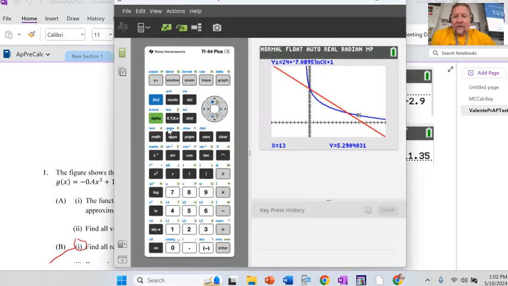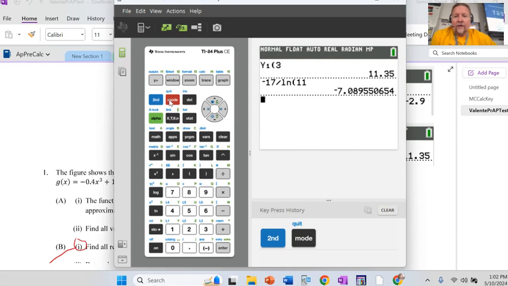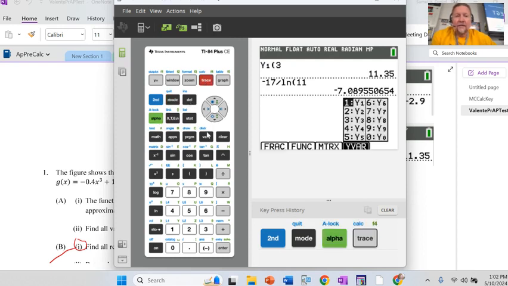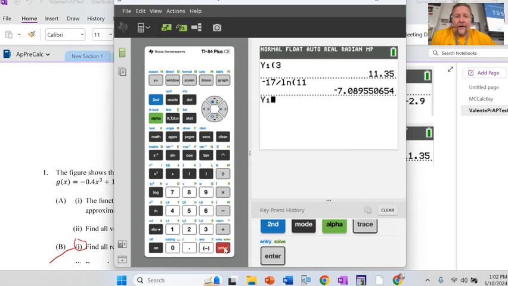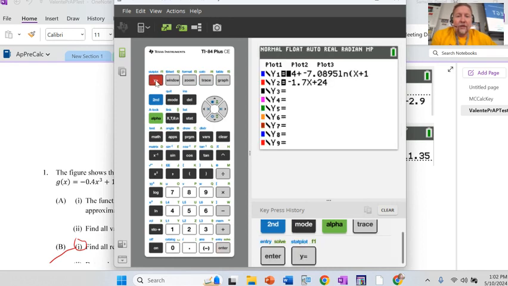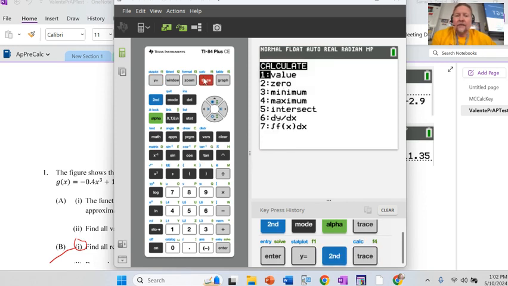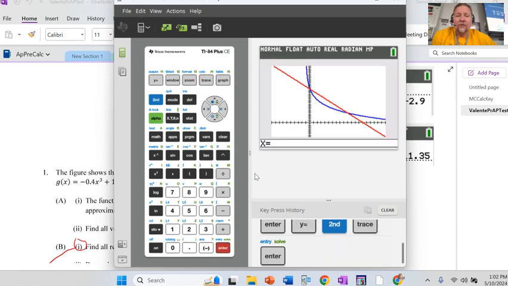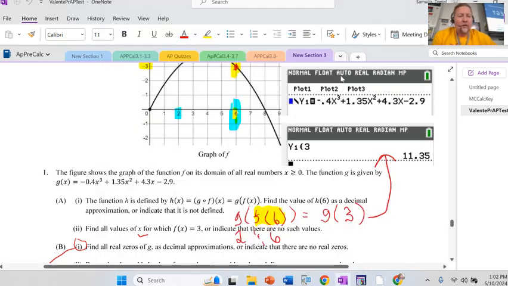There we go. Okay, so again, second quit. How do you get that y of? It's alpha trace, and then you get that y of, and then you have to make sure you have the right equation in y equals, which I do not right now. Another way of doing this is second calculate value, but you've got to make sure your window covers the value that you're up to. So there's 3, so it would show up if I had the right equation in there, of course. I did this earlier to get that answer perfectly there.